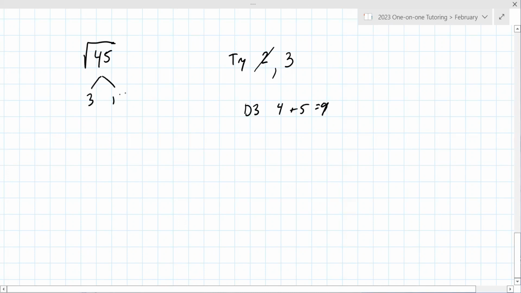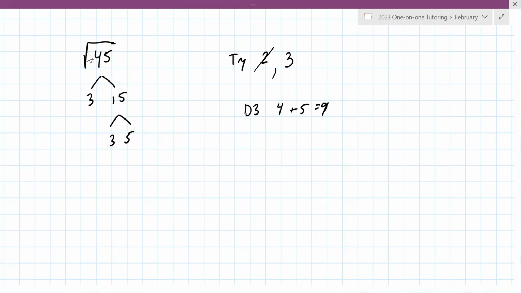And then you try it again. Does 3 work in 15? Yep, and then I do 5 times 3. That's right. Now it's important to keep the right ascending order here, where the smaller numbers are on the left leading to the larger numbers. Okay. So again, I like to circle pairs.